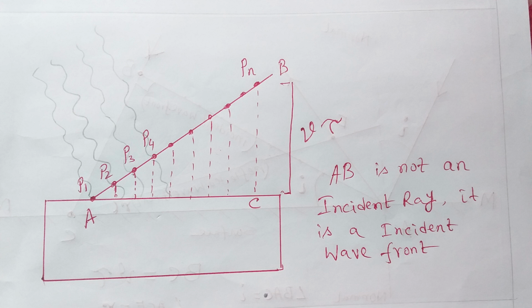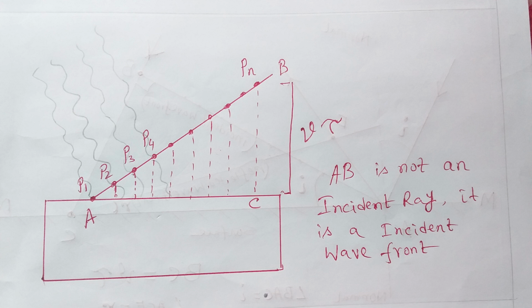Since AB is not an incident ray, it is an incident wavefront. All the points are in the same phase, as shown in the above figure. These points are nothing but the points of the entire wave. The wavefront is not striking the surface all at once. For all the points of the wavefront to strike the surface, it will take some time, one by one.